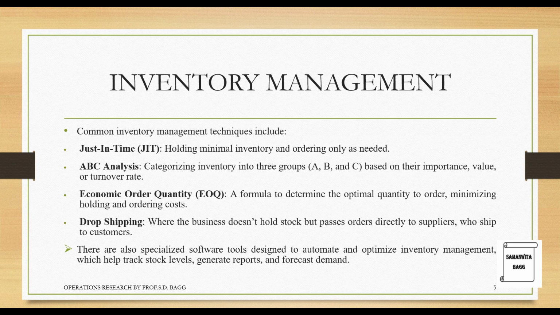There are also specialized software tools designed to automate and optimize inventory management, which help track stock levels, generate reports, and forecast demand. So, there is software like SAP, which is used in companies for managing this kind of inventory, for counting the number of raw materials, in process goods or finished goods, and they keep a tab of it in those software. Also, Excel is used widely in these kinds of jobs. There could be software which is also designed particularly by the particular company. SAP is a common software which is used by most of the companies.